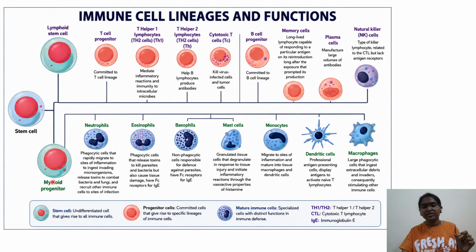Coming to myeloid progenitor cells, read about neutrophils, eosinophils, basophils, mast cells and monocytes, which further differentiate into dendritic cells and macrophages. In this area, they might keep on asking you which of the following are phagocytic cells and which are the non-phagocytic cells. Like that, some questions will come.